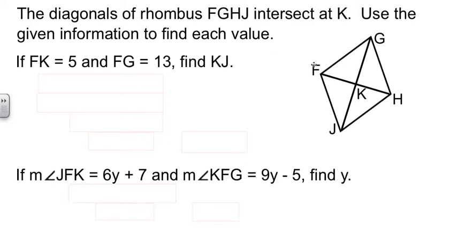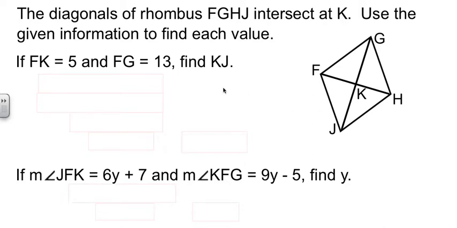So we have a rhombus here, FGHJ, with diagonals intersecting at point K. And our job is to find information from it. If FK is 5 and FG is 13, then our job is to find KJ, which at first glance seems nigh on impossible.